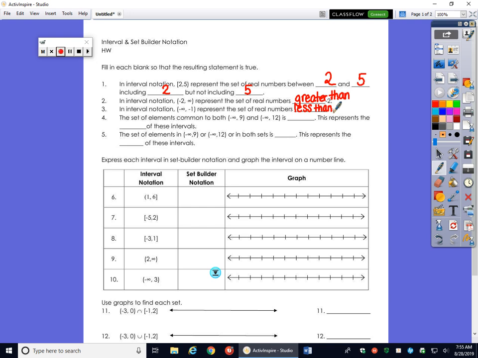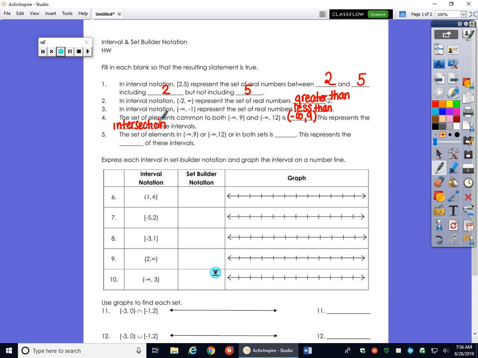The set of elements common to both -infinity, comma 9 and -infinity, comma 12 is, so it's basically going to be everything up to 9. So -infinity to 9 are common, and this represents the intersection of both the intervals. When you have stuff in common, that's the intersection.